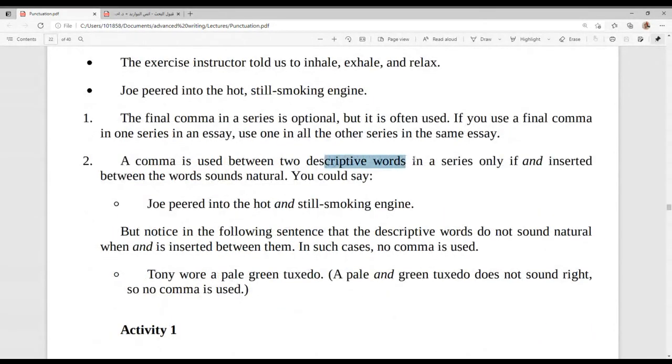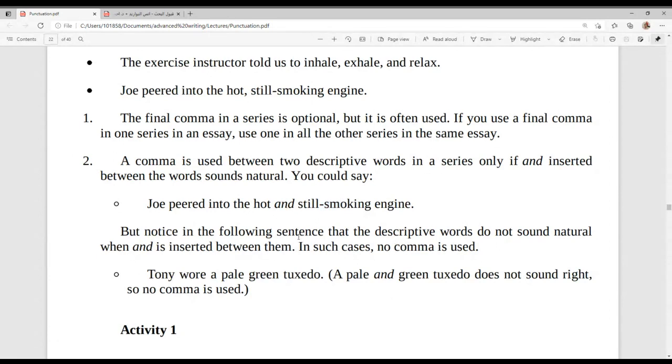Now, a comma is used between descriptive words in a series only if and inserted between the words sounds natural. You could say, like here, Joe peered into the hot and still smoking engine. This is an adjective, and this is an adjective, and both adjectives describe the noun, which is the engine. Note in the following sentences that the descriptive words here don't sound natural when and is inserted between them. Okay? In such cases, no comma is used.